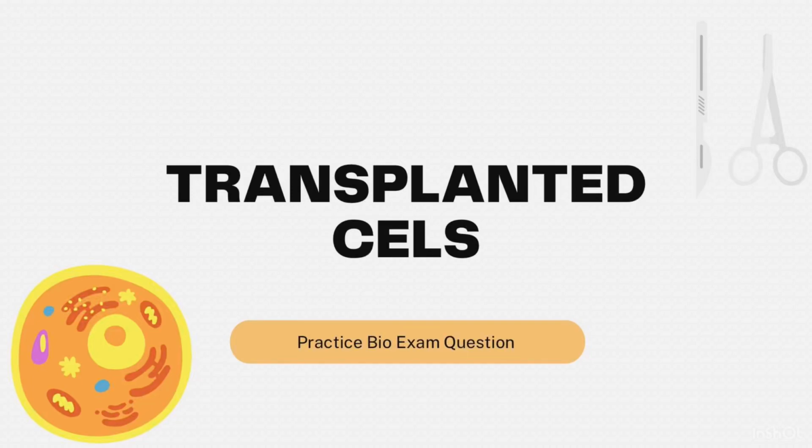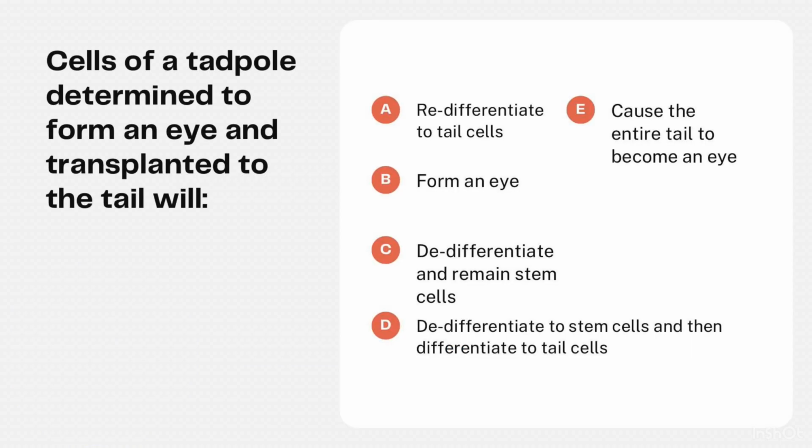Today we're going to be looking at a practice question about transplanted cells. Cells of a tadpole determined to form an eye and transplanted to the tail will: A. Redifferentiate to tail cells, B. Form an eye, C. Dedifferentiate to remain stem cells, D. Dedifferentiate to stem cells and then differentiate to tail cells, or E. Cause the entire tail to become an eye.